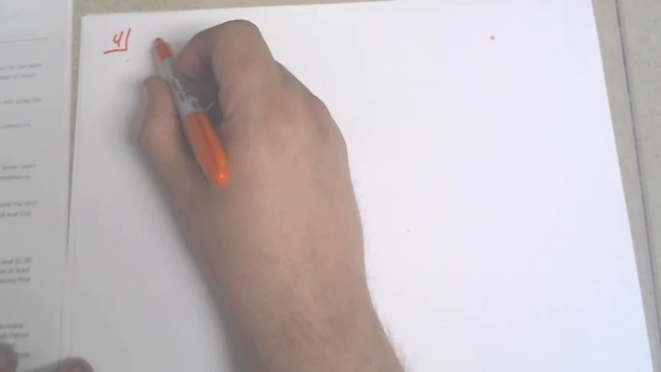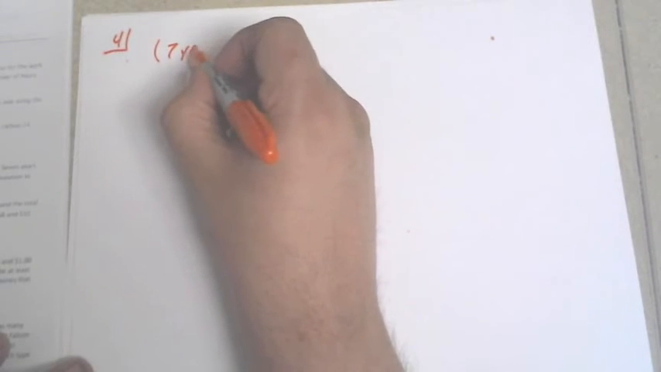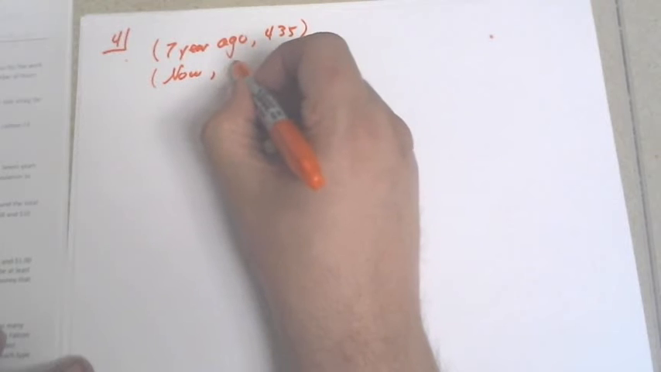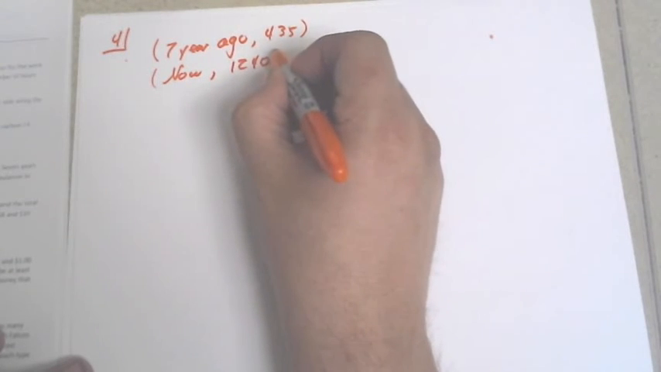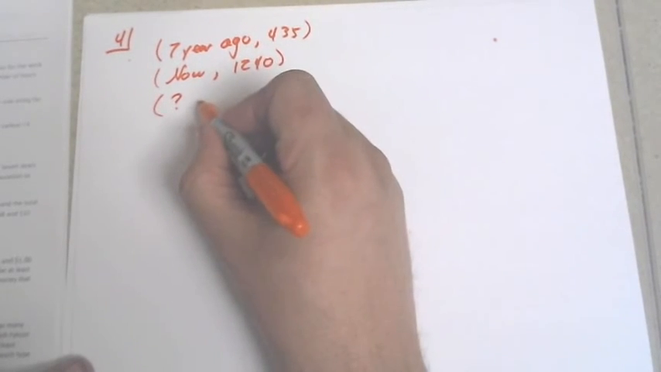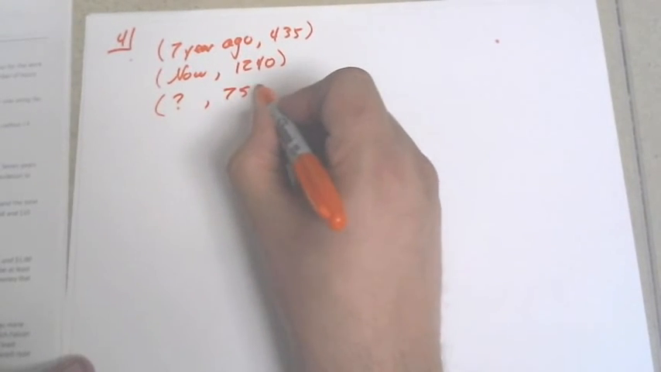Bird species is recovering from the brink of extinction. So 7 years ago, so we can call that 7. I'm just going to write 7 years ago. The population was 435. Today, so now, the population is 1240. How long will it take the population to recover? So how long will it take to get to 7500?